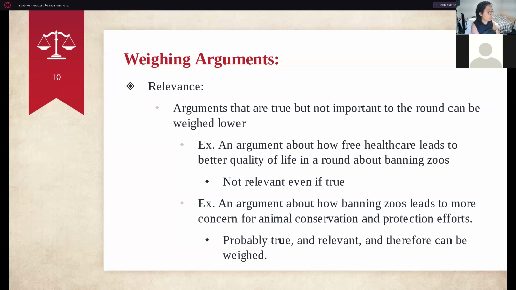So therefore, this argument will weigh heavier because, one, the argument is proven to be true and valid, and presumably important. And also in this case, you're able to prove that this argument is significantly more relevant when considering what arguments you want to weigh in the round.